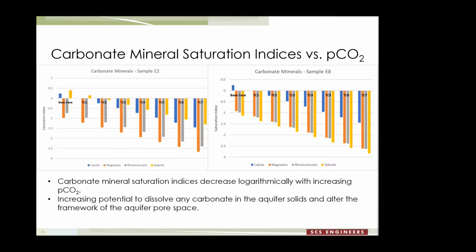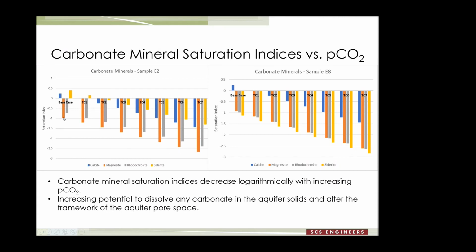Okay, so moving on to saturation indices. We did also look at saturation indices for different mineral groups, including the silicates, sulfates, and carbonates. I don't show them here, but the silicates and sulfates were unaffected by the increases in PCO2. And as we would expect from what we saw with the species distribution for carbonates, the carbonate mineral saturation indices do decrease with increasing PCO2.